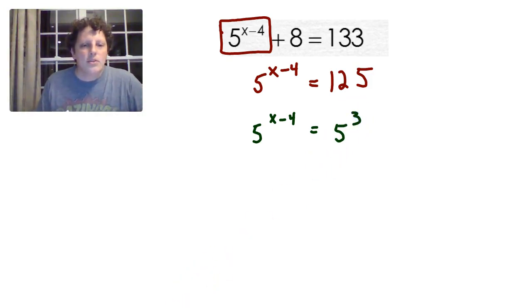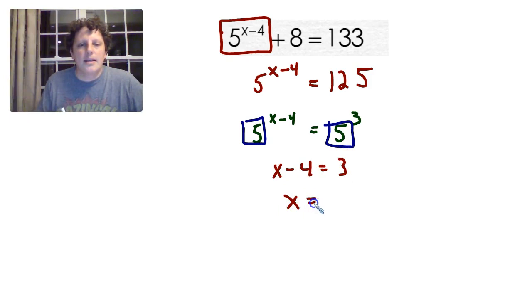Now that I have two bases that are the same, like we did a minute ago, I can take the exponent, x minus 4, and set it equal to the exponent 3 to solve my equation. I'm going to add 4 to both sides to get 7. Now it should work that when I do 7 minus 4, that's 5 to the 3rd power. 125 plus 8 happens to be 133. So when I plug it back in for x and do the math, it actually works.